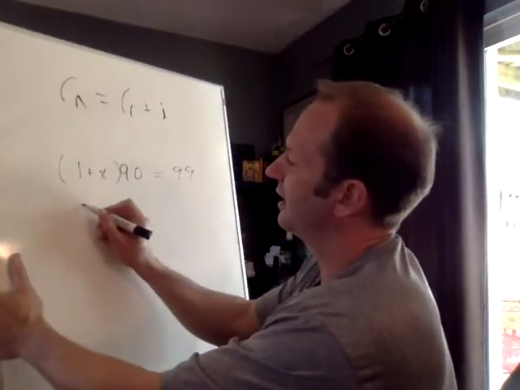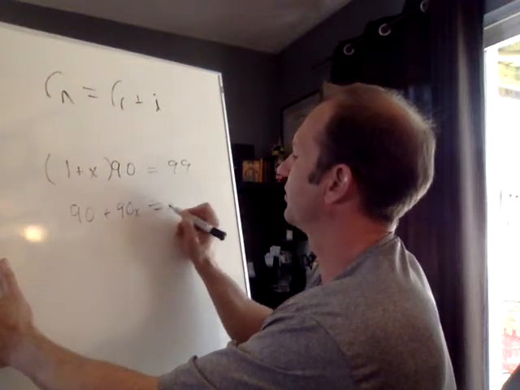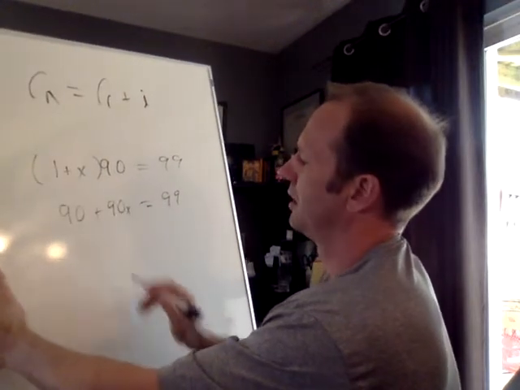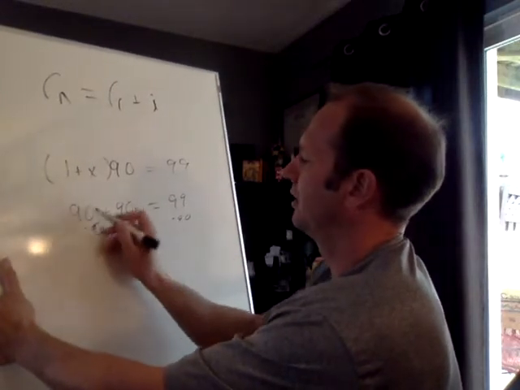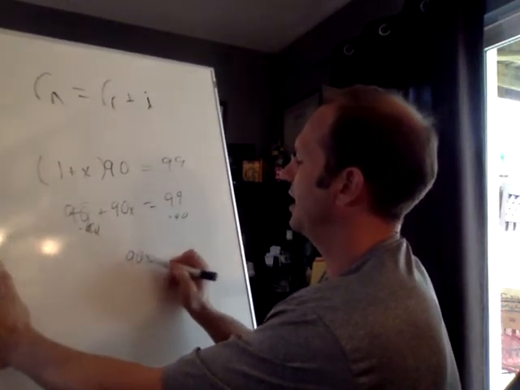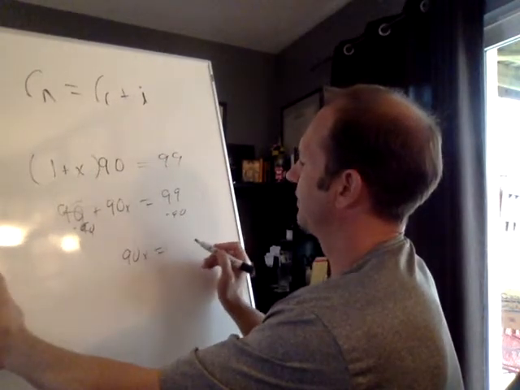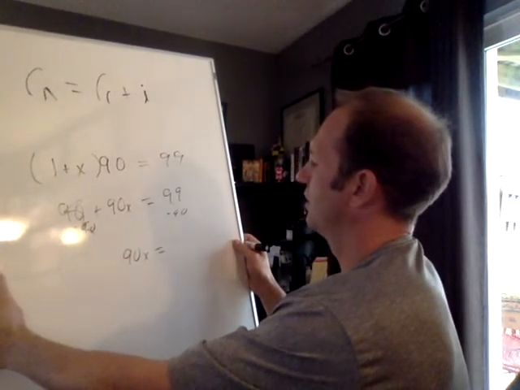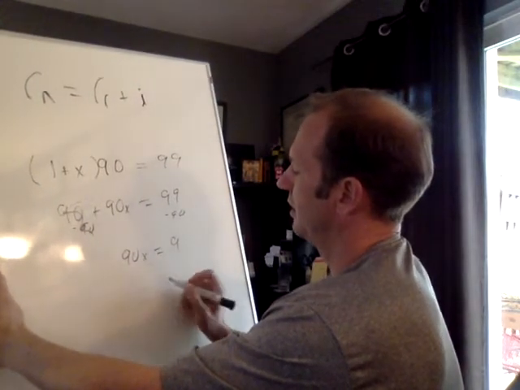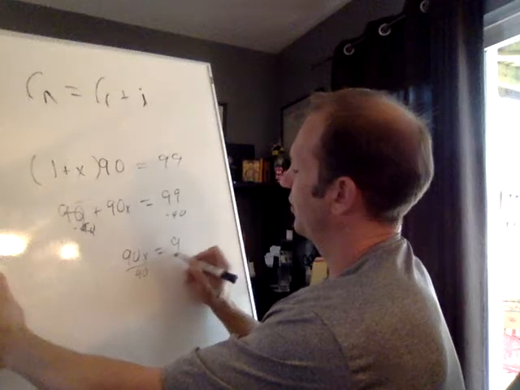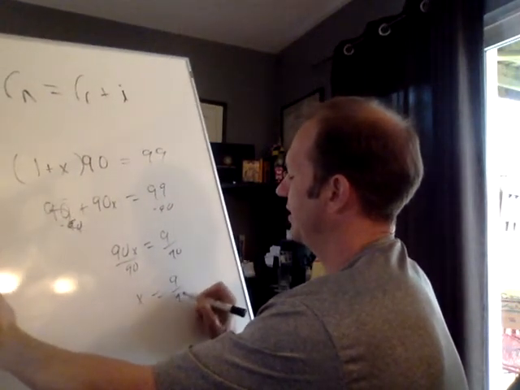If I distribute this 90 through, let's see what I get. 90 plus 90x is equal to 99. Subtract 90 from both sides, right? This is out of our lives. 90x equals 99 minus 90, which equals 9. Divide both sides by this coefficient. X is equal to 9/90ths.